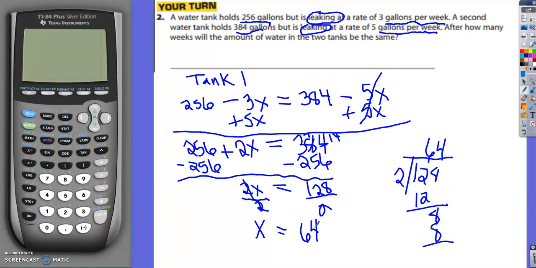Okay, let's flip it to the back side. Oh, and if we're going to label this, in about 64 weeks will they be the same. Alright.